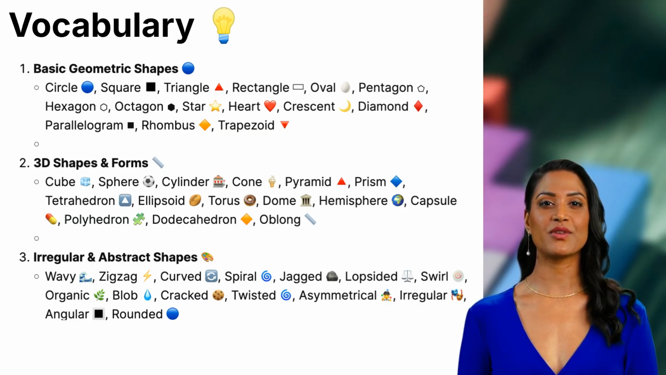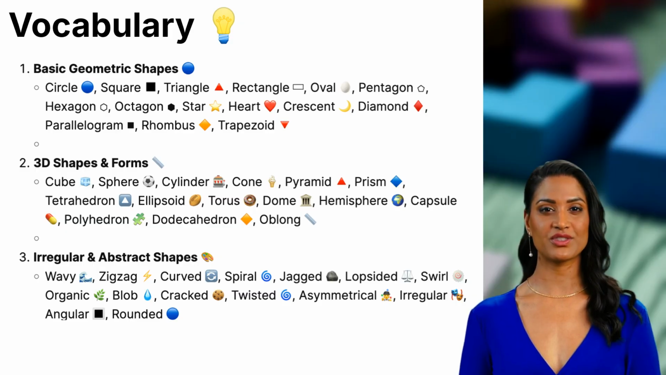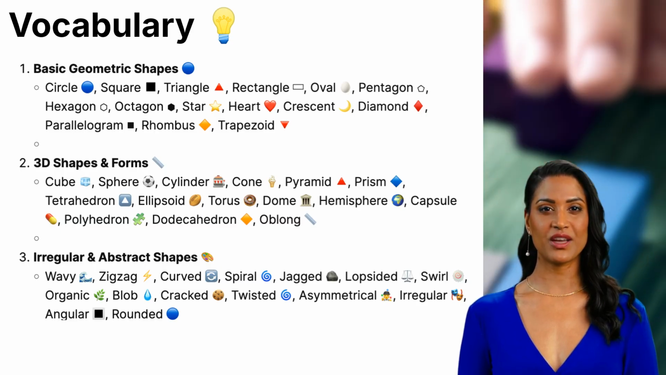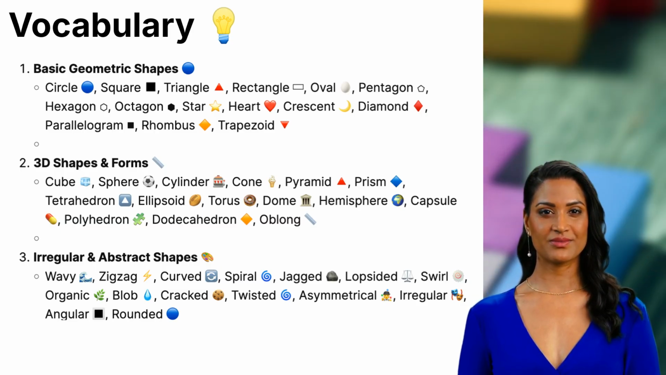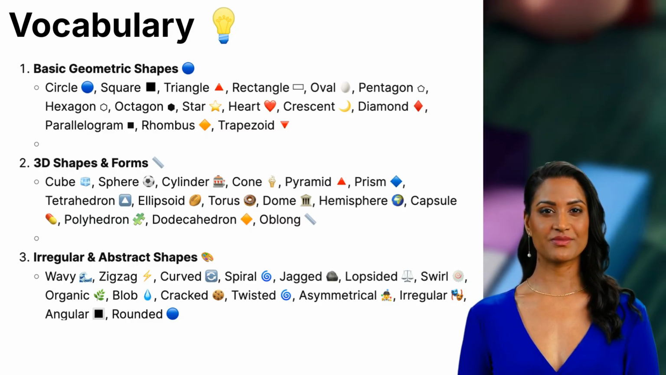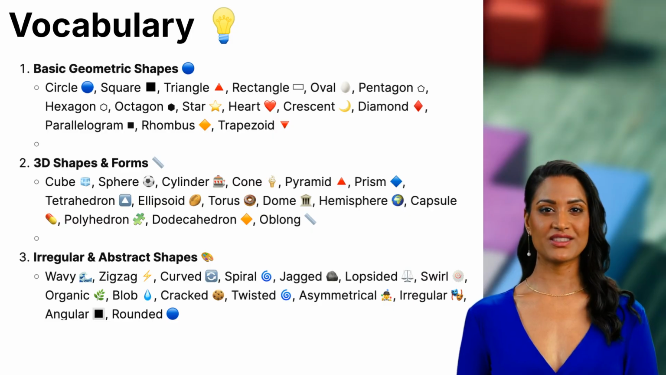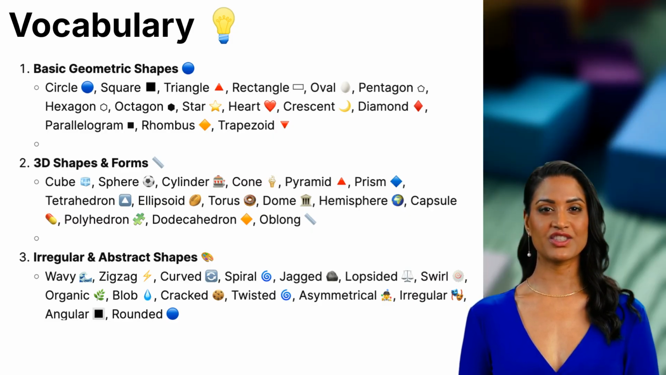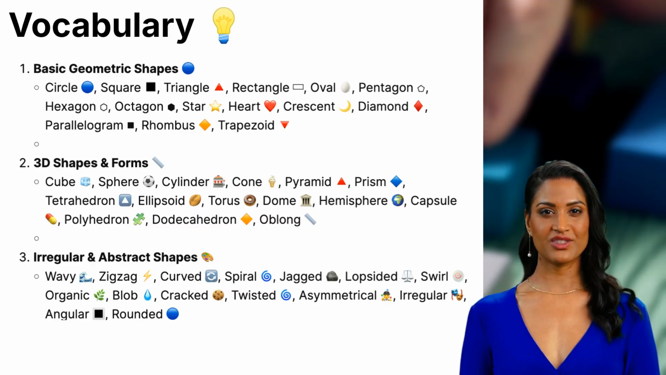Torus, a donut-shaped ring. Dome, a half sphere used in architecture. Hemisphere, half of a sphere. Capsule, a rounded shape often used for medicine pills. Polyhedron, a 3D object with multiple flat faces. Dodecahedron, a shape with 12 faces often used in dice. Oblong, a stretched or elongated shape like a rectangle with rounded edges.